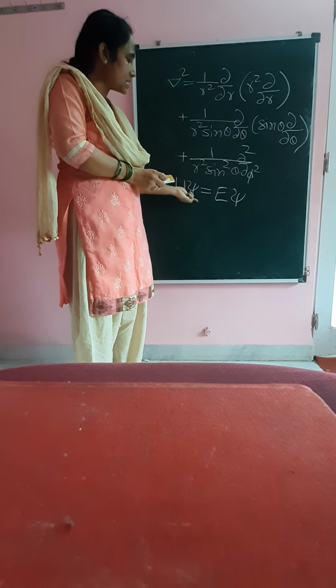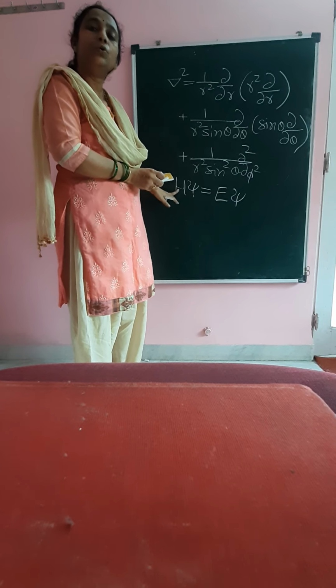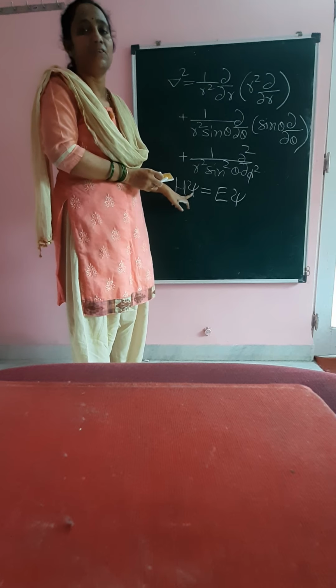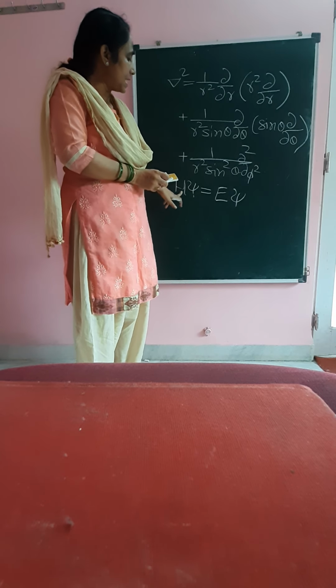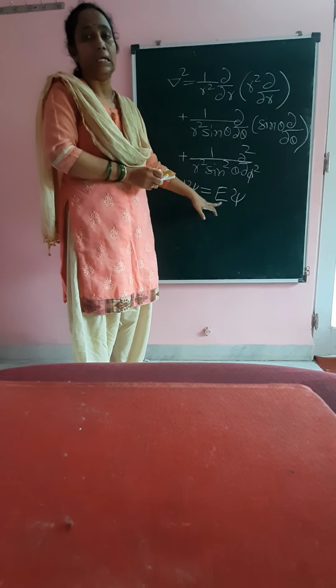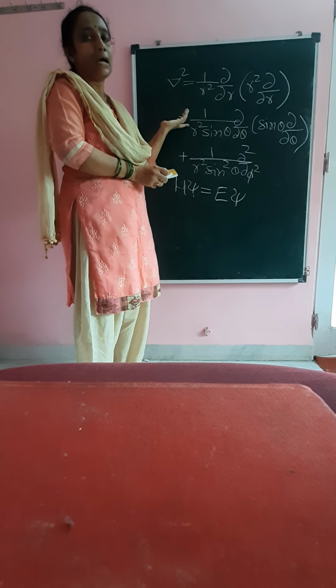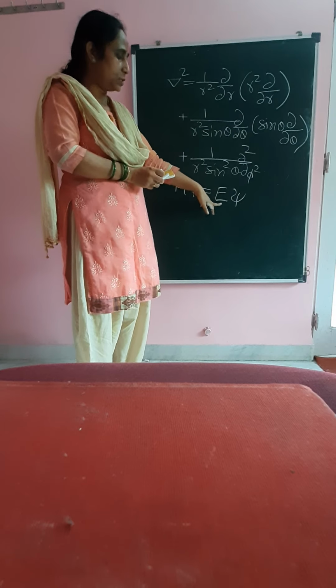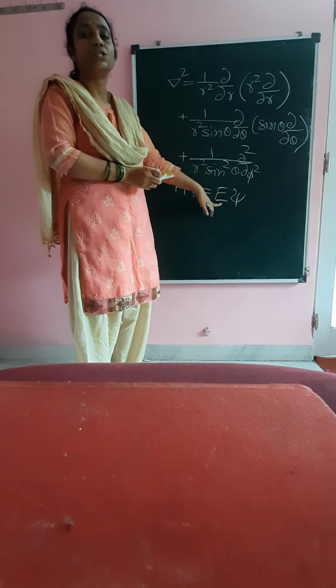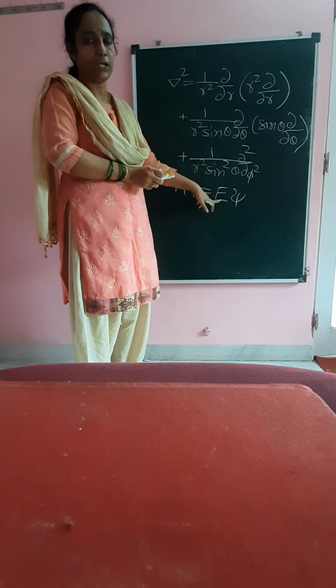Now this H psi means H is the Hamiltonian operator which is operated on the wave function psi, and this is equal to total energy E. Now what is this total energy? Earlier I had given you two parts like kinetic energy and potential energy. So the total energy will be the summation of kinetic energy and potential energy.